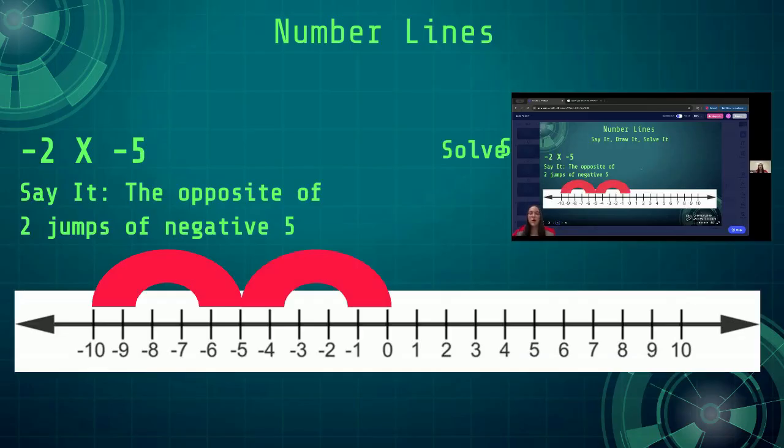We have to do the opposite of. The opposite of -10 is +10. So we draw our arrow flying to the other side of the number line, and we finally land on 10, meaning our answer is +10. And this is also another great example to show how a negative times a negative equals a positive.